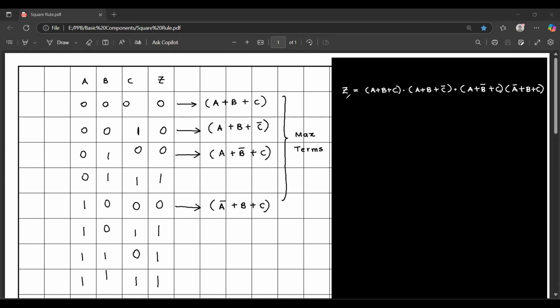What should we do after this? Well, if you want to, you can actually simplify this. From what we had studied in the distributive law, if you remember, I'll just attach the video, of course, we know that A plus B plus C into A plus B plus C bar can be given as A plus B plus C bar.